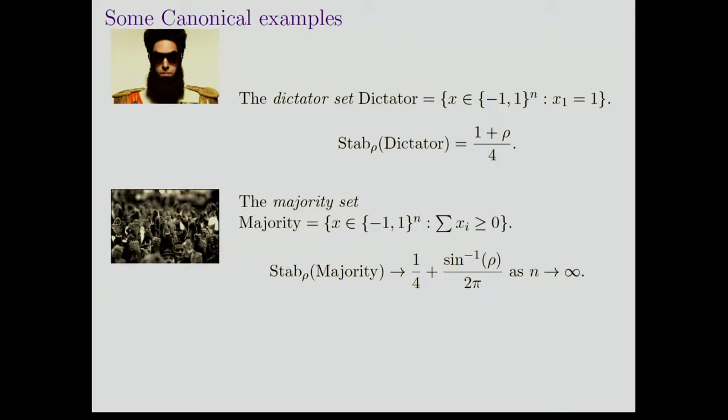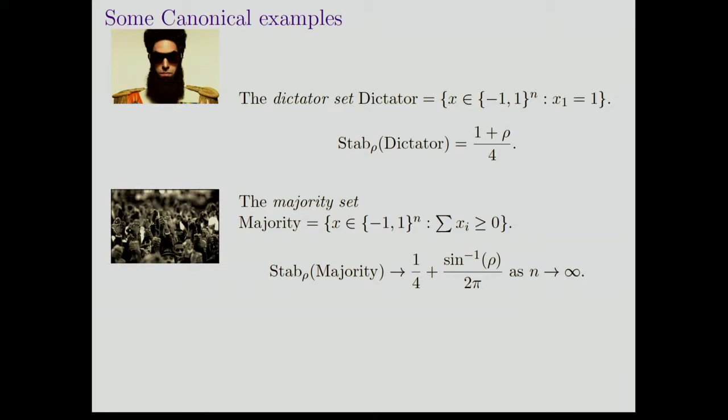Here's a second example. You all know this stuff. So this is the majority function. We just look at the balanced majority. So we now want the majority of the bits to be 1. Then we know that there's a result of Shepard from about 110 years ago that says that asymptotically, if the number of bits is going to infinity, then the stability of the majority is approaching this beautiful function, which is 1/4 plus arc sinus rho over 2 pi.